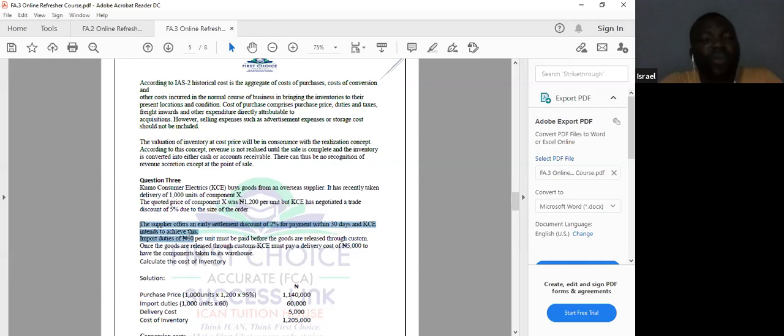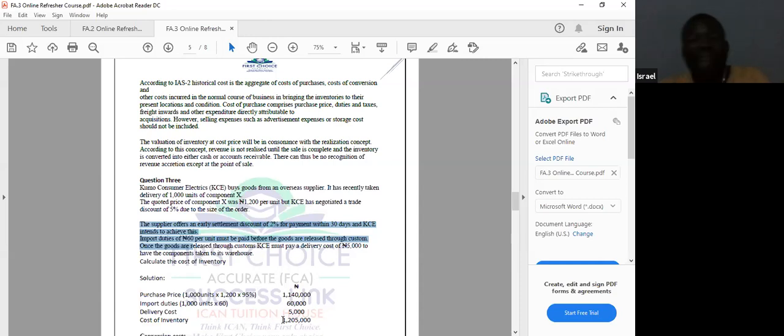Import duties of 60 naira per unit must be paid before the goods are released through customs. Once the goods are released through customs, KCE must pay the delivery cost of 5,000 to have the components taken to its warehouse. Calculate the cost of inventory.